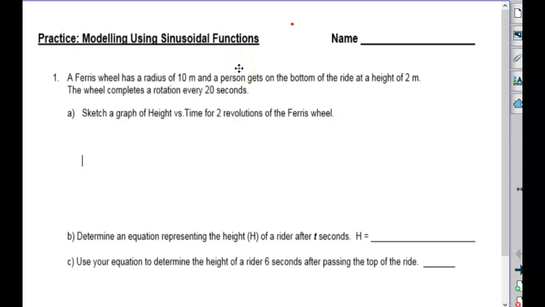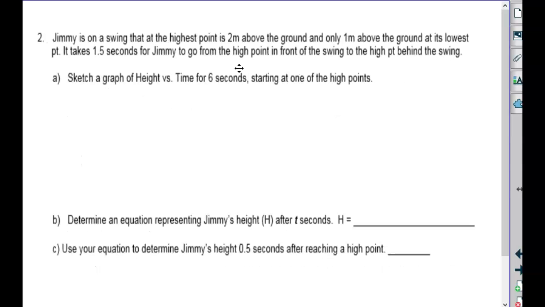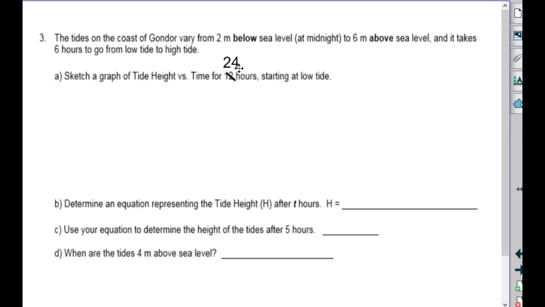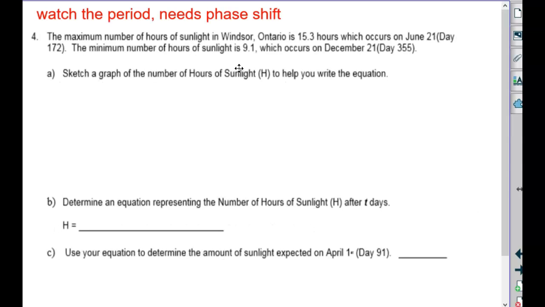Okay. So this is a worksheet on more modeling practice. Number 2 is about a swing. We could come back and start that one. This one is about tides, and we've talked about tides a little bit. Number 4 is the one that I suggested we maybe should do together because I have a circle around it on my notes. That always makes me concerned. And it says watch the period, it needs a phase shift. The maximum number of hours of sunlight in Windsor, Ontario is 15.3 hours, which occurs on June 21st, day 172.